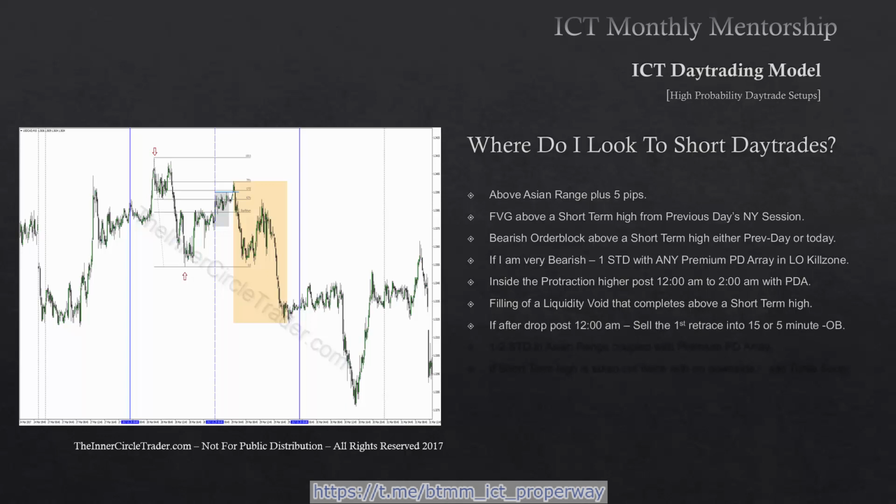If after the drop post 12 a.m., I'm going to sell the first retracement into a 15 or 5 minute bearish order block. 1 to 2 standard deviations in the Asian range coupled with a premium PD array, I can sell that. And if the short-term high is taken out twice with no initial downside, I'll sell that as a turtle soup.